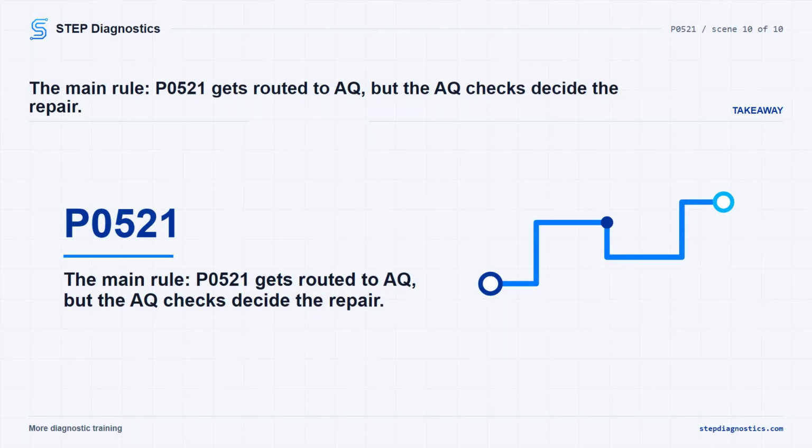The takeaway is simple. P0521 routes to the oil pressure warning and sensor performance pinpoint path, but this information only gets us to pinpoint test AQ. Do not turn that routing step into a parts call. Follow the complete AQ test, verify the repair, and confirm the code stays gone.